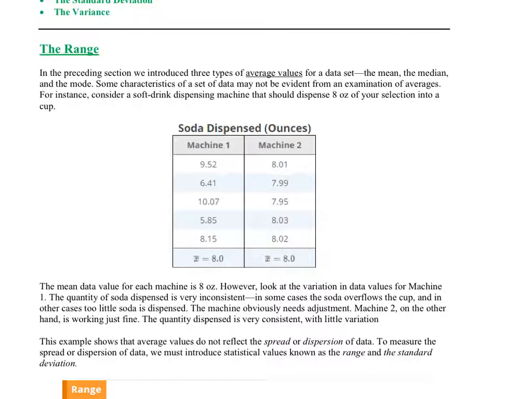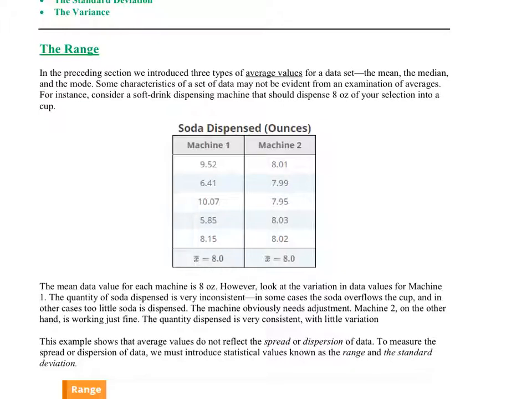So let's look at machine 1. These are in the ounces that it poured. There's 9.52, 6.41, 10.07, 5.85, and 8.15. Notice they have the X bar notation. Remember that X bar means the mean of that data is 8. So you could add them all together, divide them by the number that there are. There's 5 of them, and you would get a mean of 8. Let's look at machine 2. It's 8.01, 7.99, 7.95, 8.03, and 8.02. If we added all that data together and divided by 5, we would also get a mean of 8.